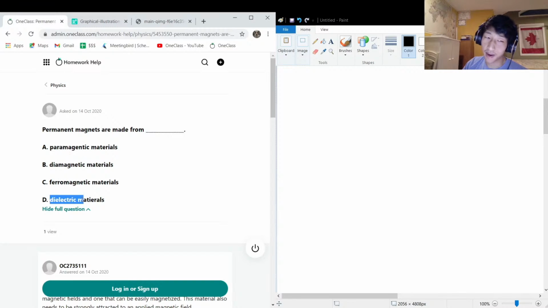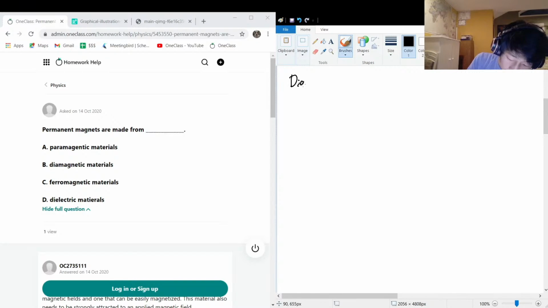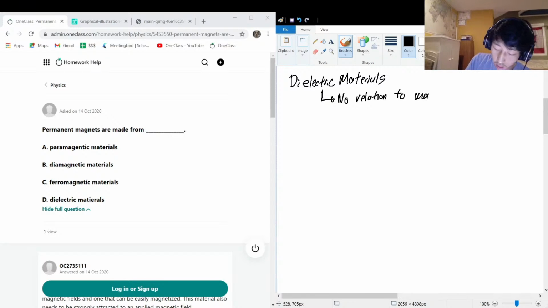So we can disqualify dielectric materials. Oops, let's write that out. Dielectric materials. No relation to magnetism. Okay, I'll write this as disqualified.